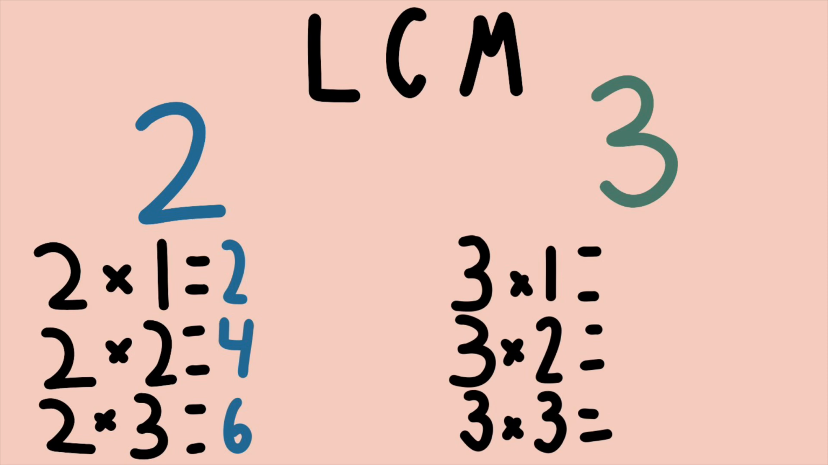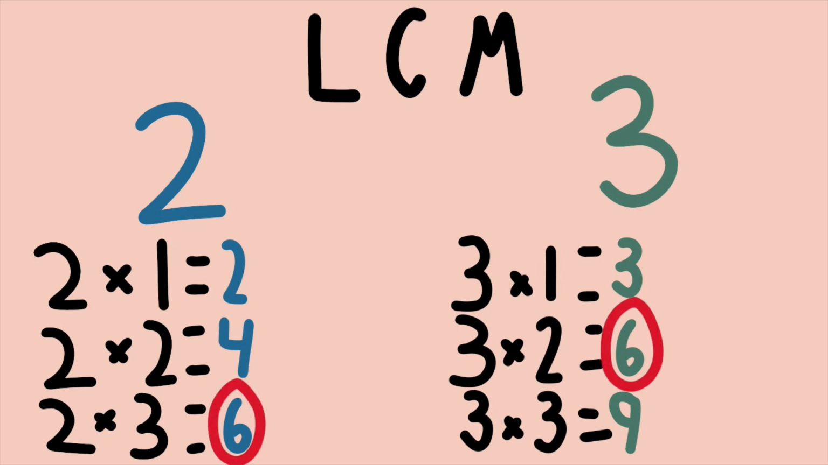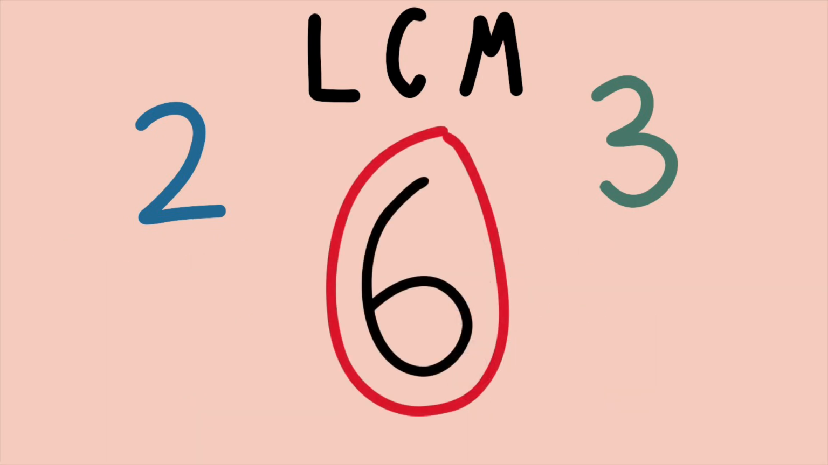Next, we will do the same thing with 3. So we will find 3 times 1, 3 times 2, and 3 times 3. Hopefully you know that 3 times 1 is 3, 3 times 2 is 6, and 3 times 3 is 9. Next up, we will circle any numbers that we see on both sides. In this problem, that number would be 6. So, the least common multiple of 2 and 3 is 6.